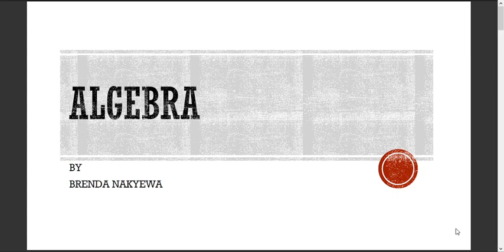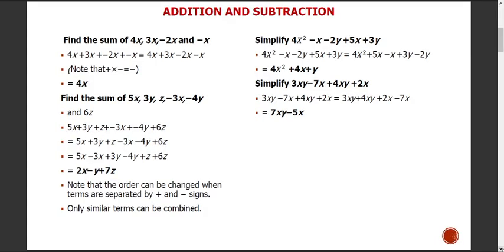So starting with addition and subtraction, if we have terms, for example, 4x, 3x, negative 2x, and x, the summation, if the unknowns are the same, for example, in this first expression, the unknown is only x. So if the unknowns are the same, you basically just add or subtract. And please note that subtraction and addition are commutative, meaning that you can either start with addition or subtraction and the result will be the same.